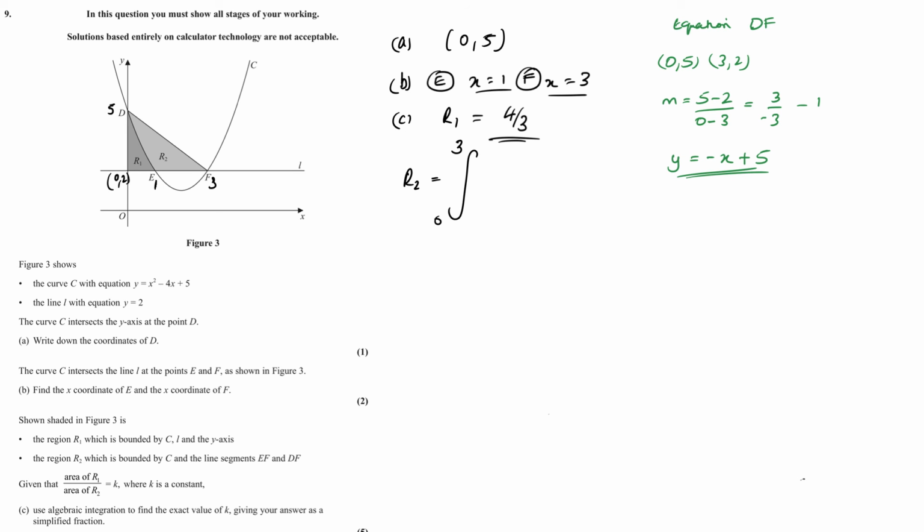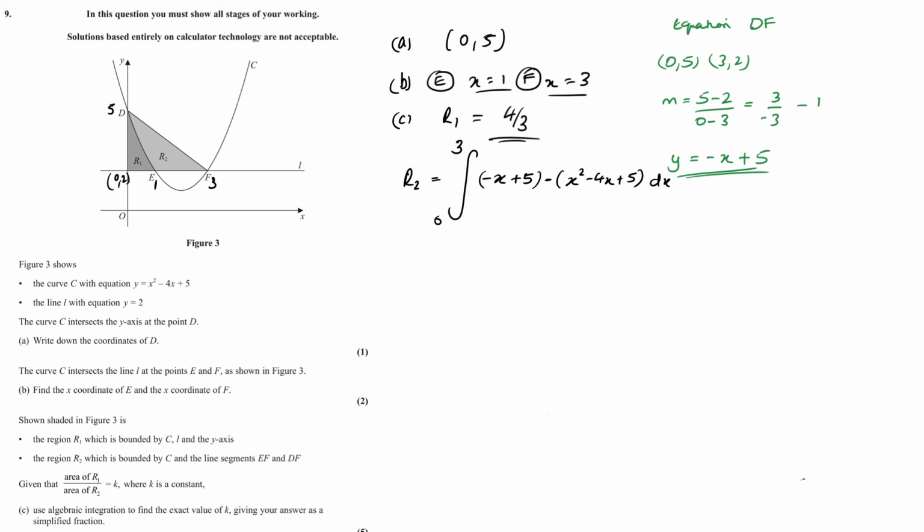We don't really need to solve anything. We know its c value is the 5 there. Okay, so that's that equation. Now I can use that one in my integration. Sorry, I'm going to start again. I'm going to have minus x plus 5 minus x squared minus 4x plus 5.